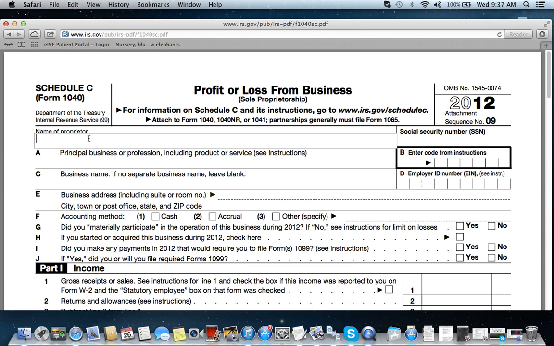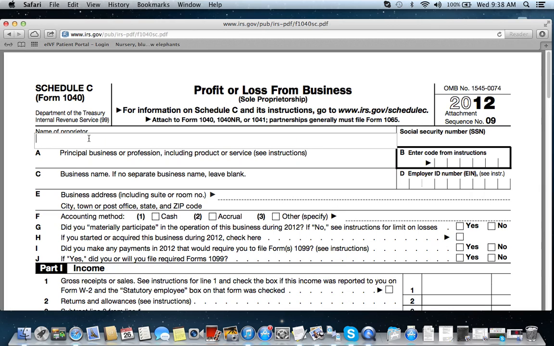Today we're going to do a short video on filling out a Schedule C. Schedule C is used to report your business income. It is mostly for people who are sole proprietors, meaning you never set up any business entity, and it's also for people who are in an LLC called a single member LLC, meaning you're the only member. You don't have any partners. So if that's the case, you'll also put this on your Schedule C.